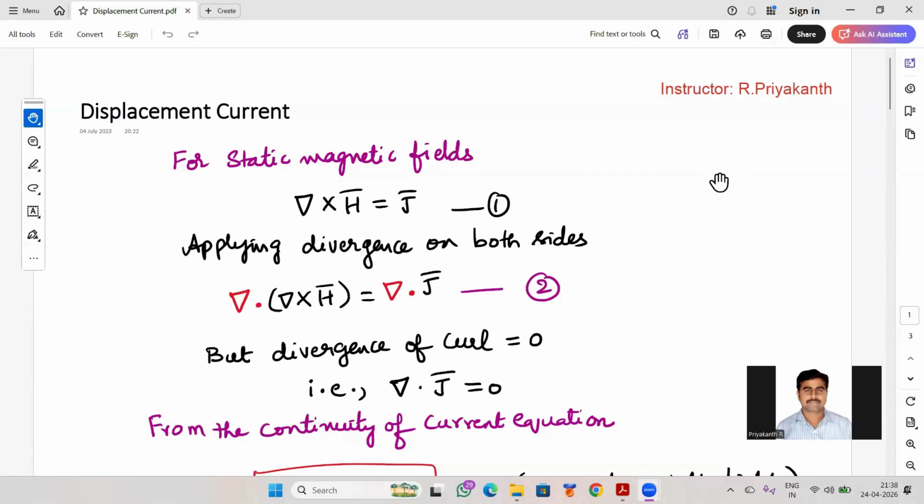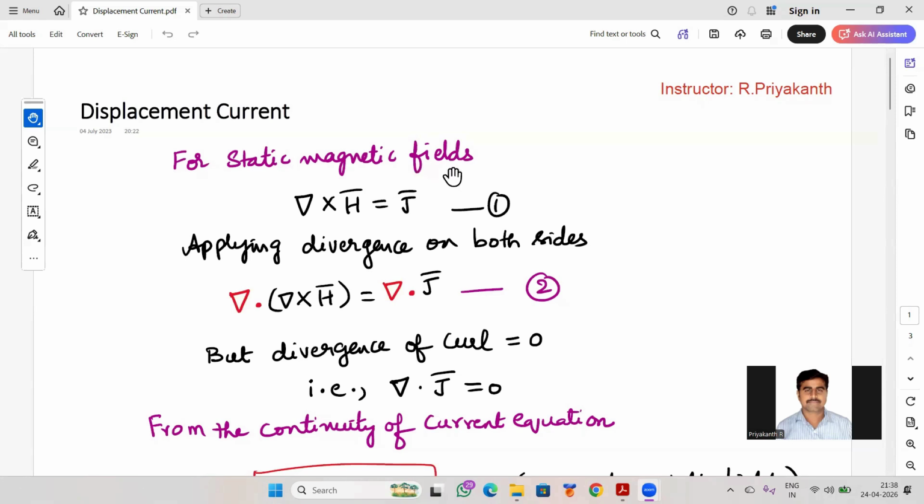Hello everyone. In this video, we are going to discuss an important limitation of Ampere's circuital law and how James Maxwell resolved it by introducing the concept of displacement current density. We know that Ampere's law works perfectly for steady or static currents, but when the fields vary with time, a contradiction arises. In this session, we will understand that inconsistency, the need for the displacement current density, and finally we derive the modified Maxwell equation for time varying fields.